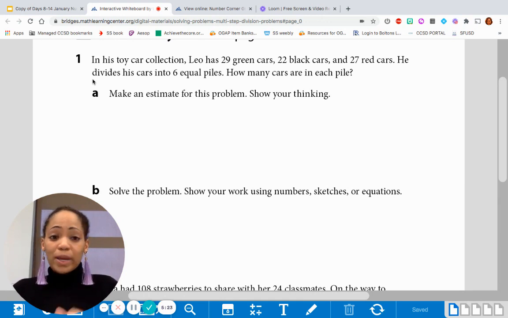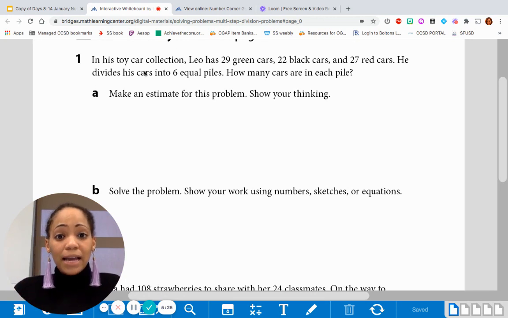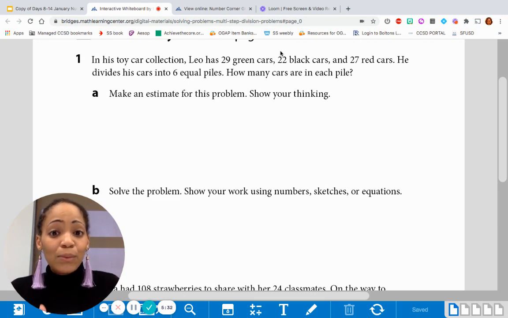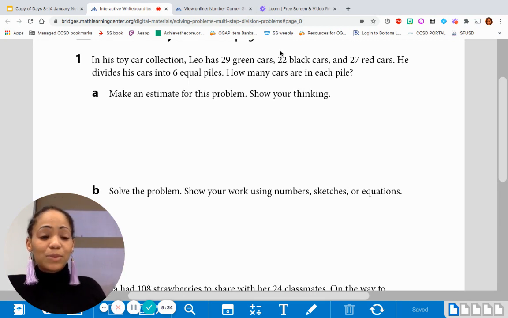So, before we can estimate the answer for how many cars in each pile, we got to do the first step, which is estimate about how many cars does he have. How do we estimate? What are some strategies that we can do? What does it mean, estimate?